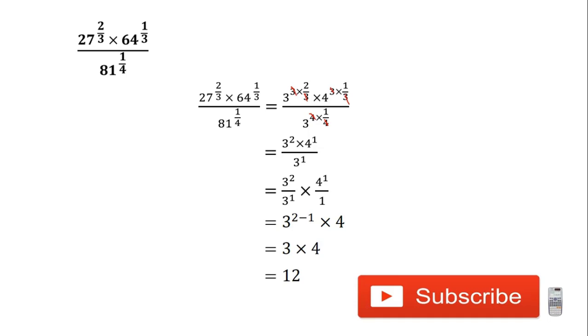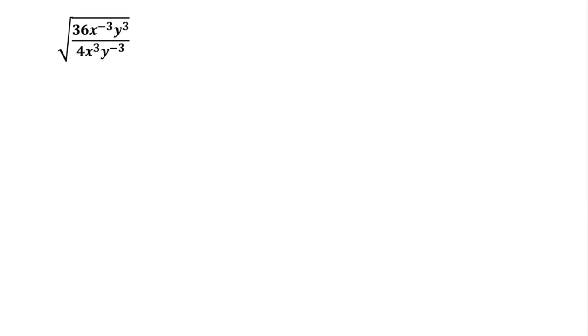In the next video, we are going to solve another question. We are still on the topic indices. In the previous video, we solved the question by applying the laws and principles of indices. In this video, we are going to solve another question. So let's look at the question for this video. Square root of 36x exponent minus 3 y exponent 3 divided by 4x exponent 3 y exponent minus 3. And we are supposed to simplify this expression here.